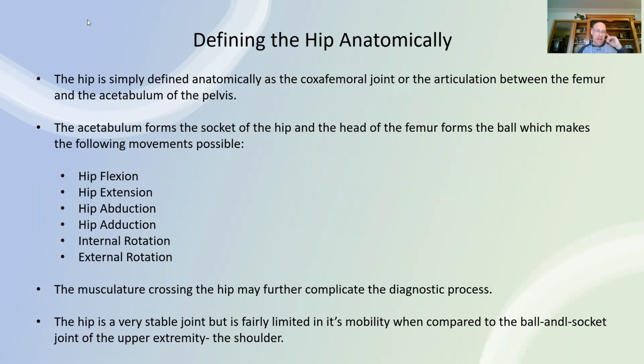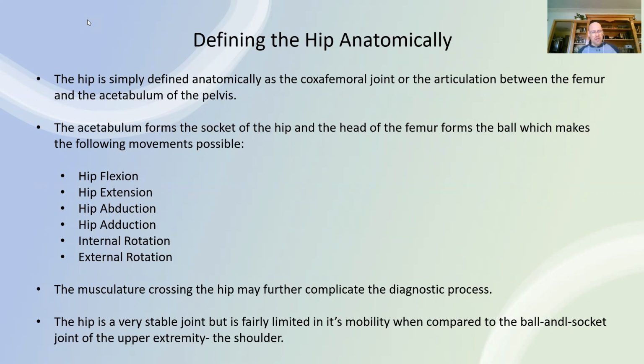One complicating factor in diagnosing hip pain and groin pain is the presence of the musculature around the hip. So the iliopsoas, the adductor group, the brevis, longus, and magnus. And many times, injury to the muscular structures can actually produce groin pain.